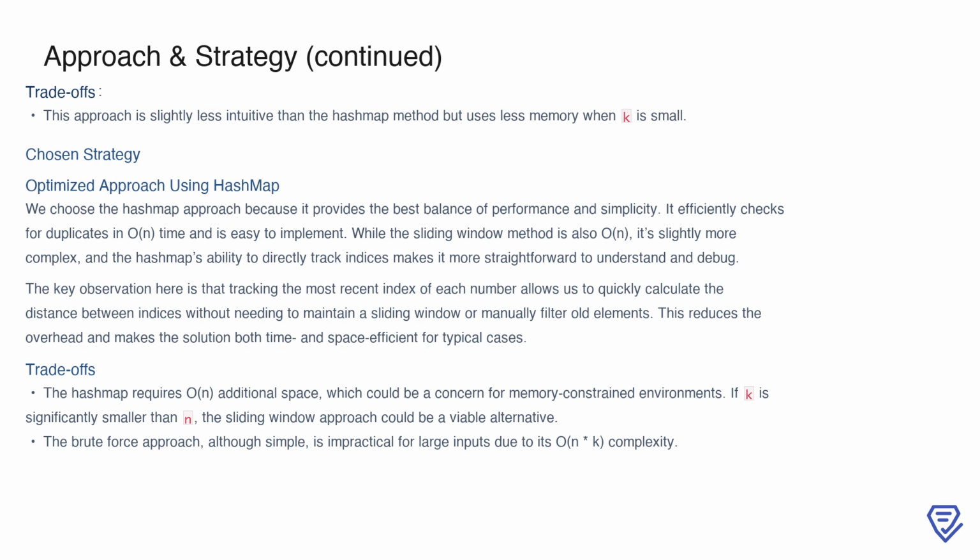However, it does require O(n) space, which might not be ideal for memory-constrained environments. On the other hand, the sliding window approach uses less memory, requiring only O(k) space, but it involves slightly more complexity in maintaining the window. Ultimately, the choice between these strategies depends on the specific constraints of the problem, such as the size of k relative to n and the available memory.